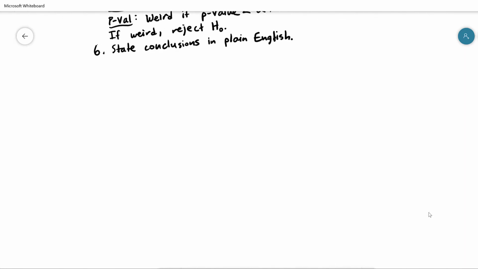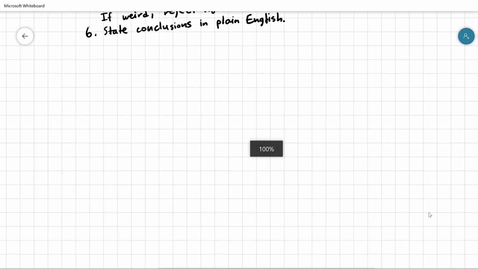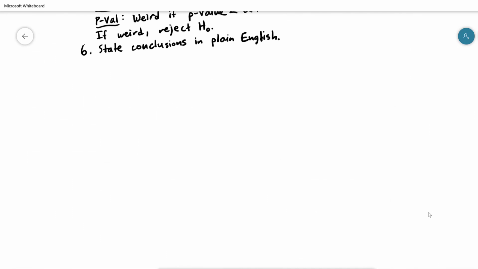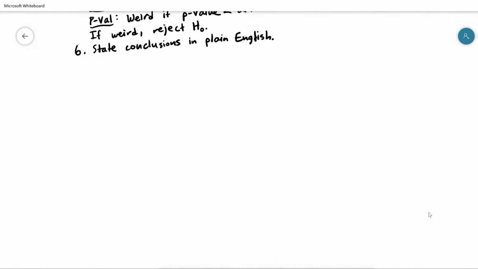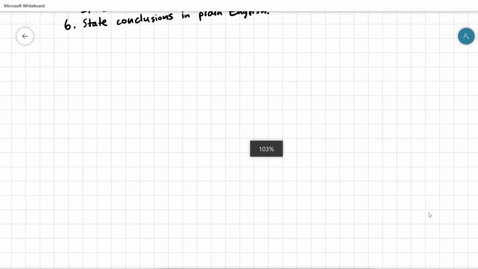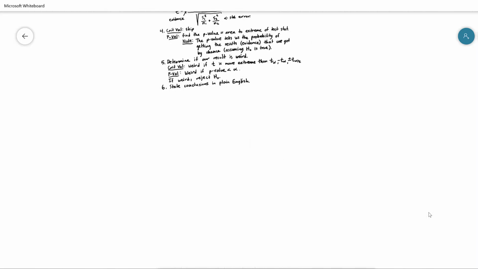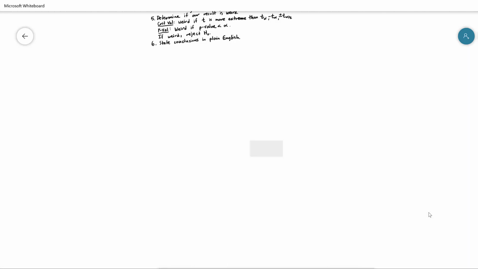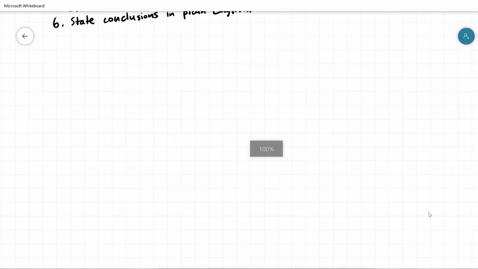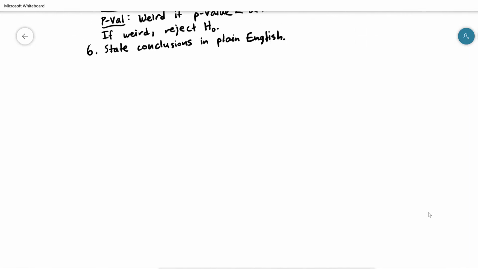So here is my example. I'm going off the screen here. I don't know why it's not letting me scroll. Good enough. Whatever, we'll just work with this. So here's our example. Again, I mentioned it was going to be a medication problem. So we're going to look at new blood pressure medication.